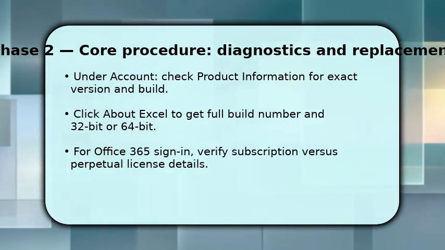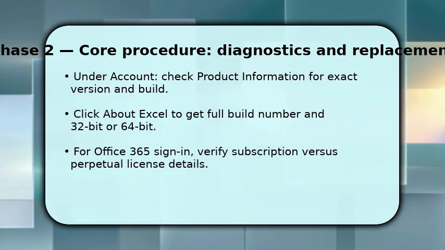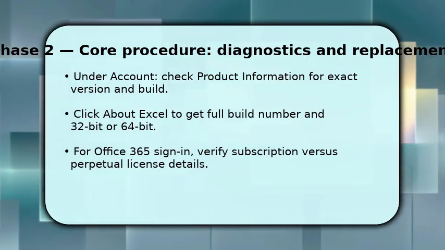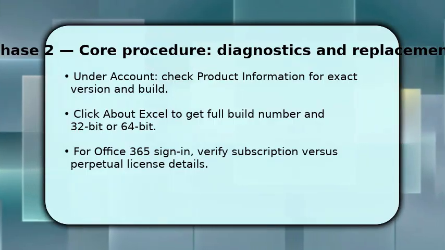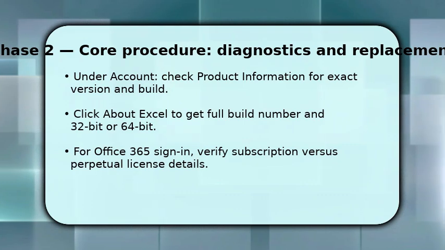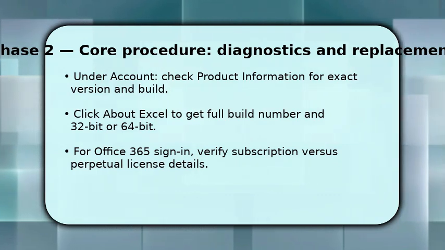add-ins and memory. If you signed into Office 365, confirm whether your copy is subscription-based versus perpetual. This explains update cadence. Once you note those lines, record version and build for troubleshooting or compliance.